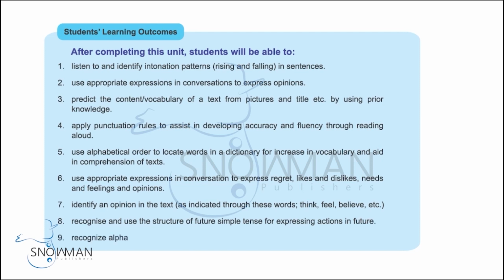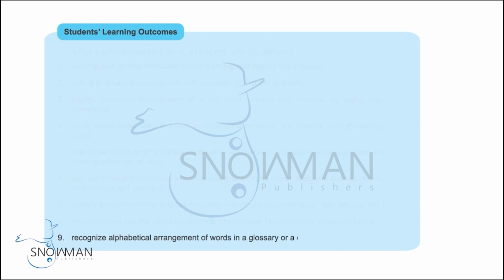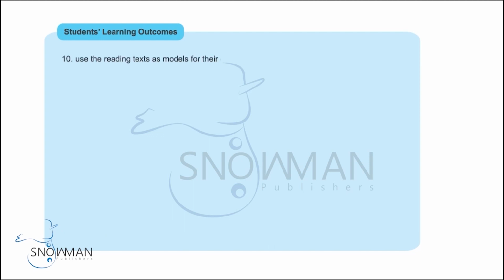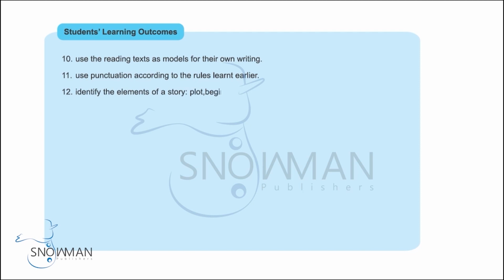Recognize alphabetical arrangement of words in a glossary or a dictionary. Use the reading texts as models for their own writing. Use punctuation according to the rules learnt earlier. Identify the elements of a story: plot, beginning, middle, and end of a story with conflict and resolution.